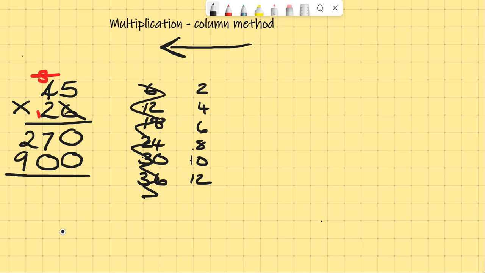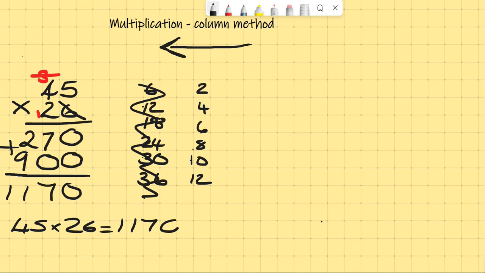Okay, so that part, the times in, is finished, but you need to finish off by adding these two numbers up. So 0 0 is 0, 0 with 7 is 7, 9 with 2 is 11. So 45 times 26 is 1170. Let's try another one.